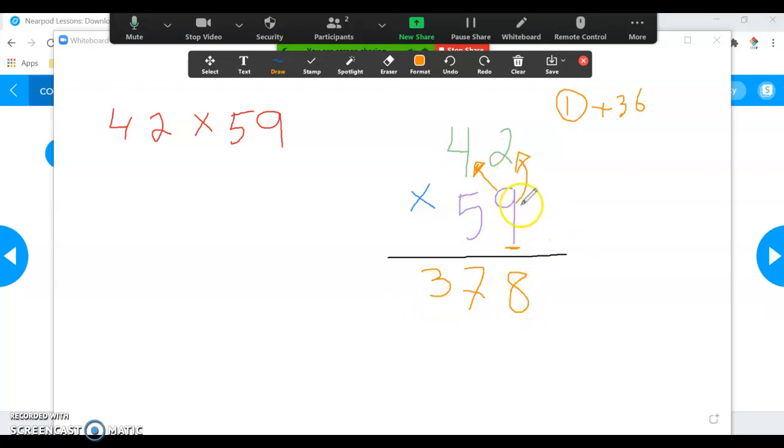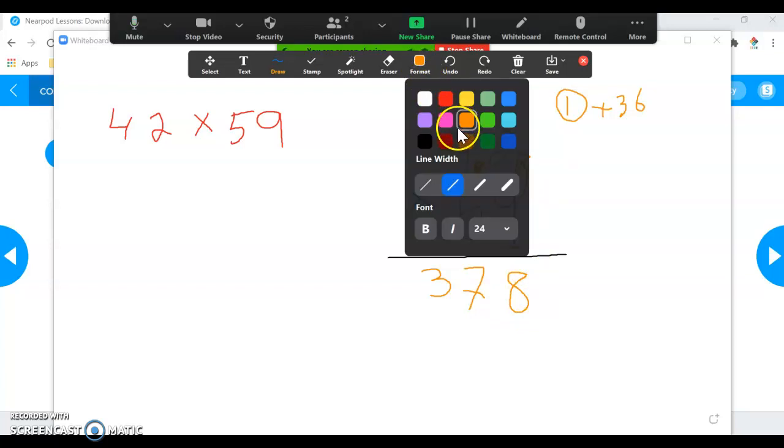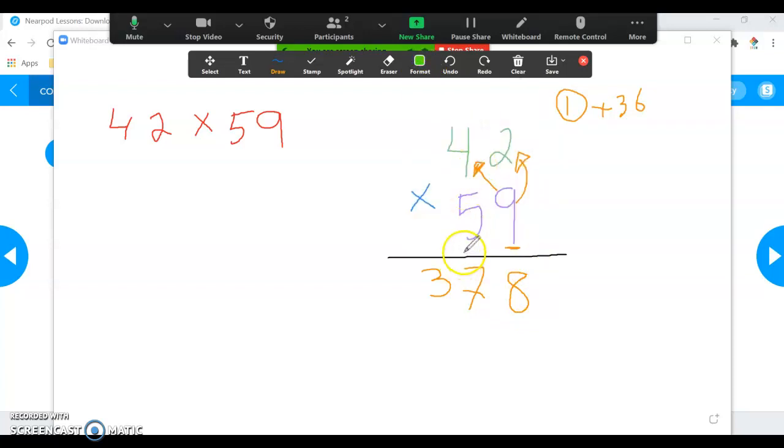We just took care of 9. Let me change the color. Now I'm going to be working on 5. The next number on the left side of 9 is 5. So we're multiplying 5 by 2, and look at the arrows and where they're going. I'm gonna put the number below the 7.